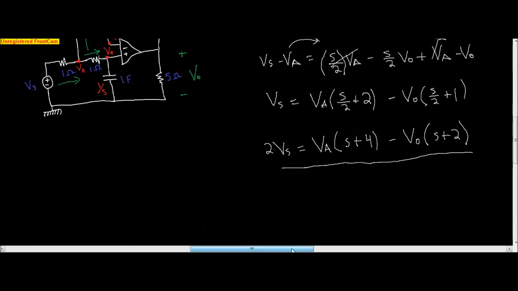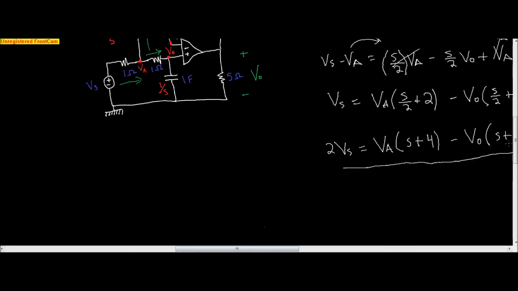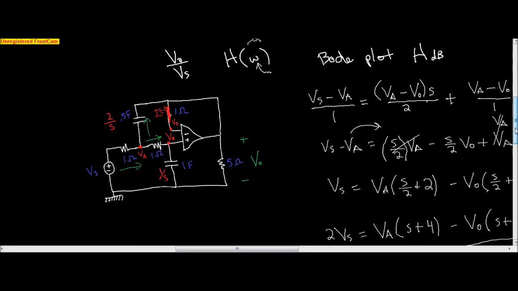See what else we can get from our circuit. Another relation that we can find from this circuit is that the current flowing from Va to Vo, this current going through this resistor, is the same as the current going through this capacitor.